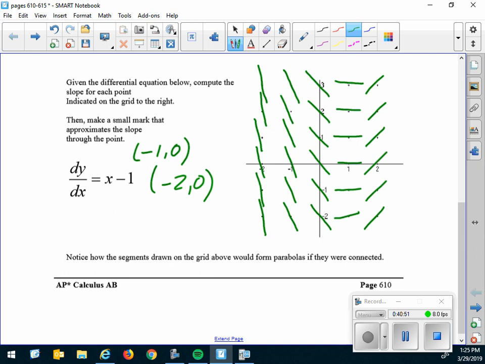Now, on the AP exam, what they will do is they'll say, okay, graph the particular solution that goes through that point. Well, look, the slope field shows, okay, I've got a parabola there. I'd have a parabola here, a parabola here, a parabola here. Which of the parabolas is going to go through that point right there?